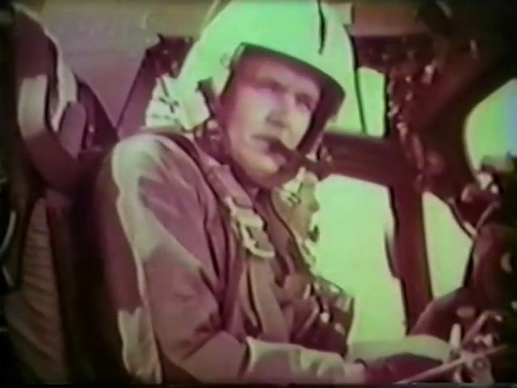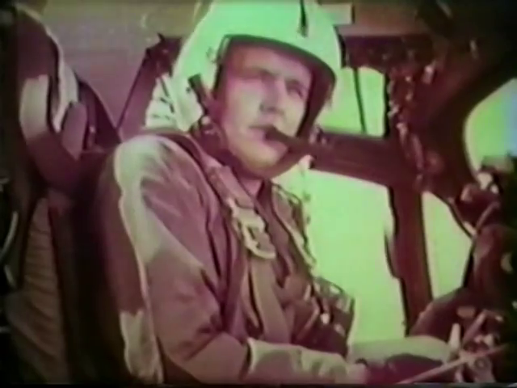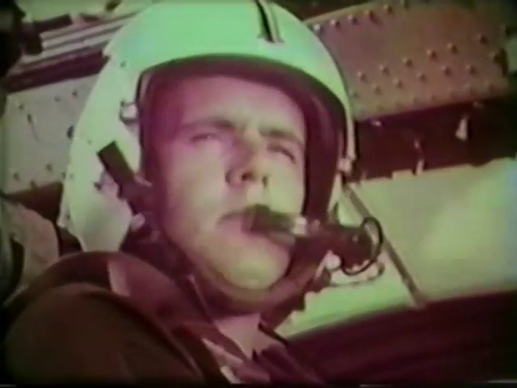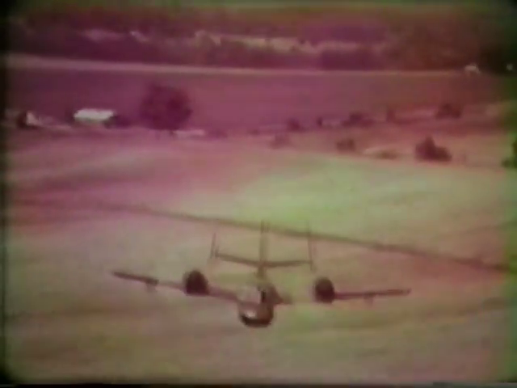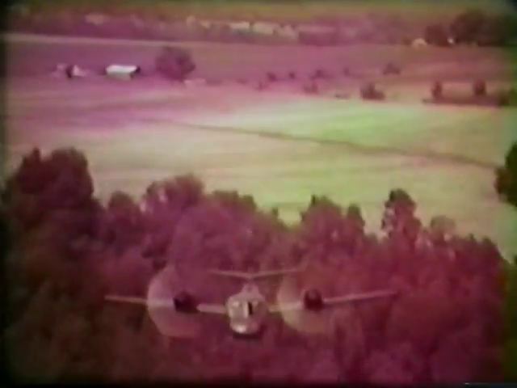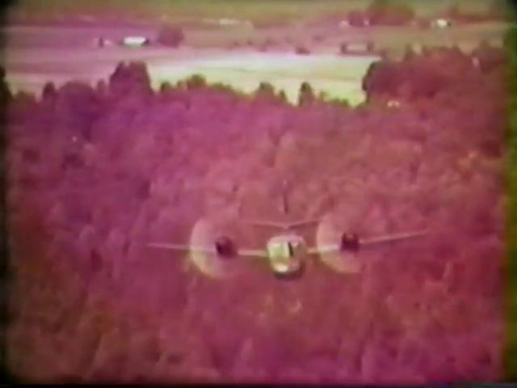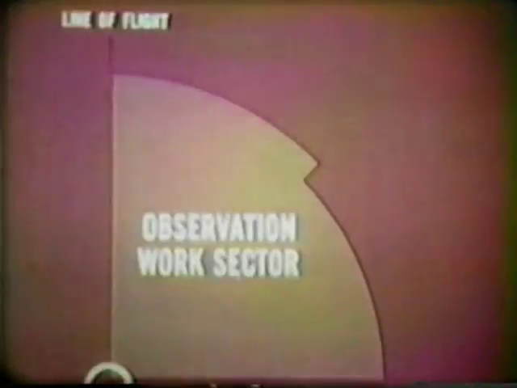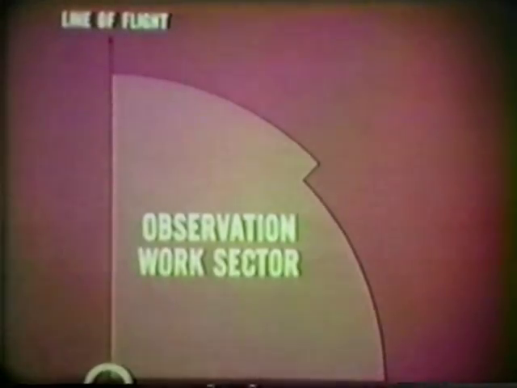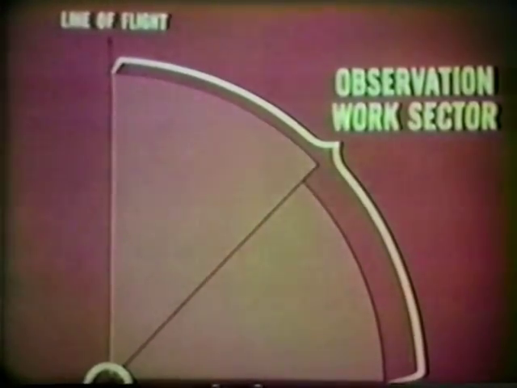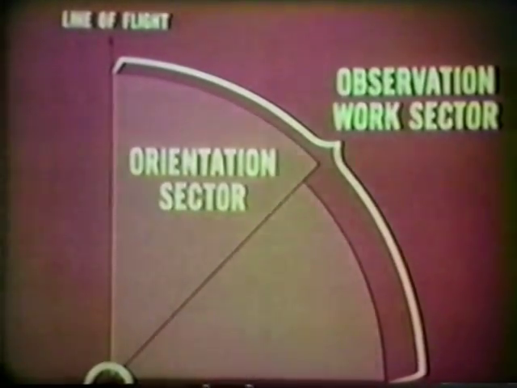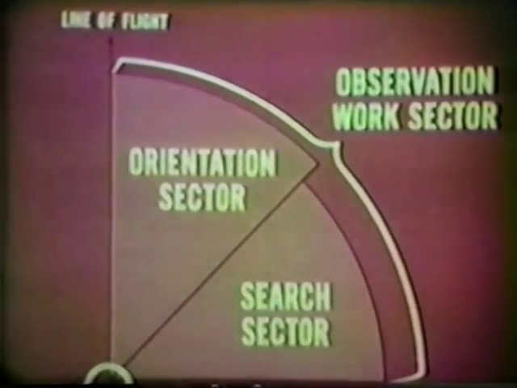To surmount these difficulties, standard techniques and procedures have been worked out as a basis for instruction. They are derived from the factors that influence visual search. The observer can conduct visual search from one side of any type aircraft at a time. Two planes of vision are involved, the horizontal and the vertical. In the primary or horizontal plane, the observation work sector is divided into two portions, the orientation sector and the search sector.